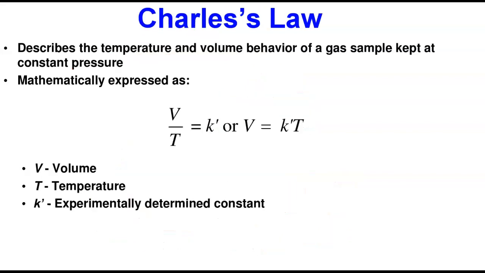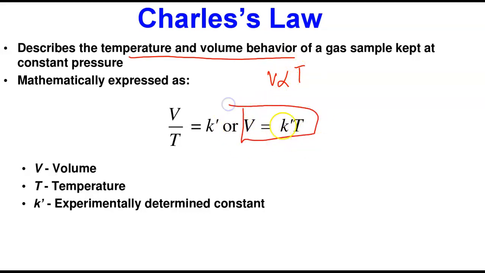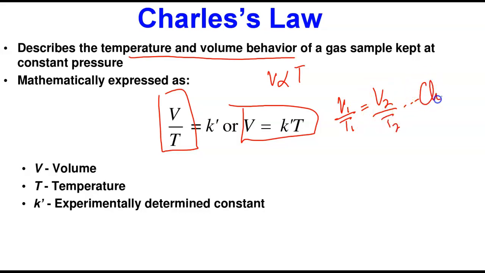Charles's Law. Now, Charles's Law describes the temperature and volume relationship of gases at constant pressure. Mathematically, the volume is directly proportional to temperature, so that when you put in a constant of proportionality, you're going to have this. And then when you solve for K, you have this. So at any point in time, V1 over T1 will be equal to V2 over T2. And this is what we call Charles's Law.